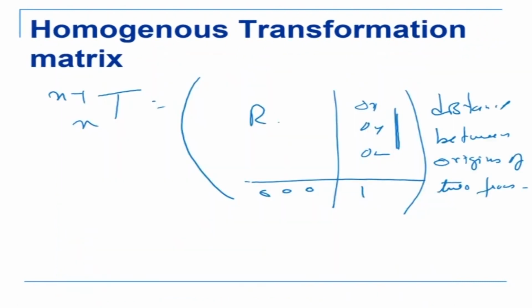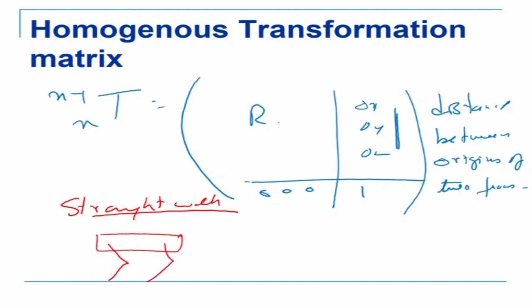Okay, so let me just go back here. So for straight walk, we have the robot which has 2 degrees of freedom each, so 2 DOF per leg. Now if you want to turn, then you need 1 more degree of freedom, which is about this axis.